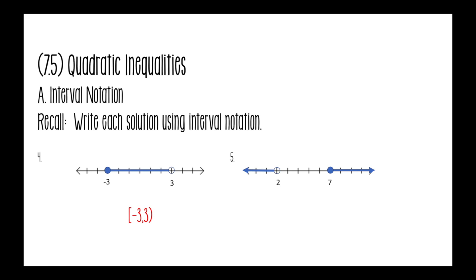For 5, the first time something is graphed is at -infinity, because that's where this arrow is pointing, and that goes up to +2. So I'm going to have -infinity up to 2. Then over here, this one is included, which is why I need a bracket, and it starts at 7 and it ends at +infinity. And again, infinity is going to get a parenthesis.